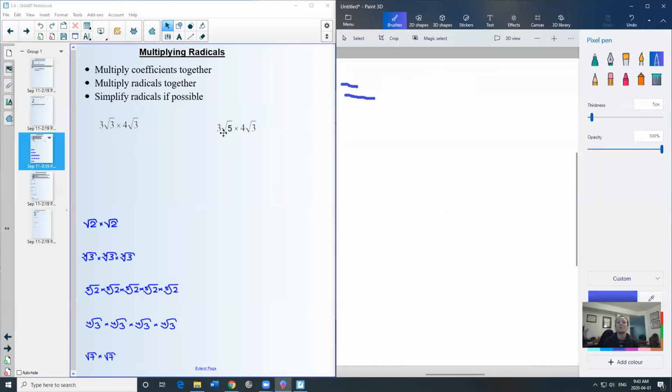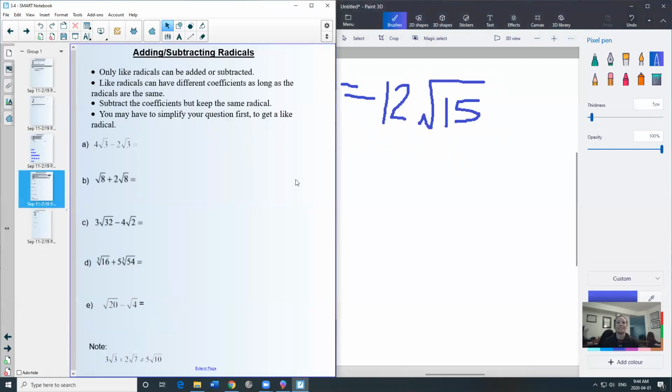Okay, 3 root 5 times 4 root 3. The 3 and the 4 get multiplied together to give us 12. And then the root 5 and the root 3 get multiplied together to give us root 15. We can't simplify this anymore. So you are finished. There's no way you can break up 15 to take a root evenly. So we're finished.